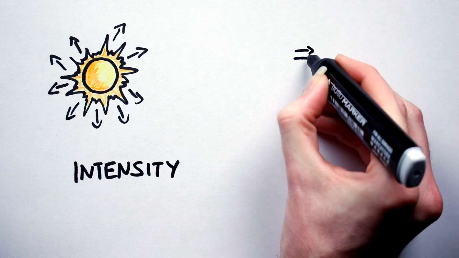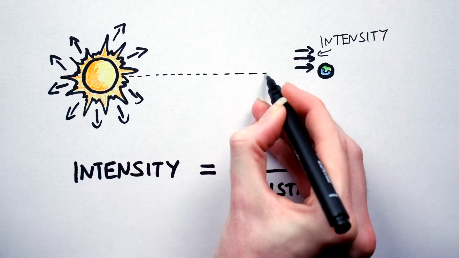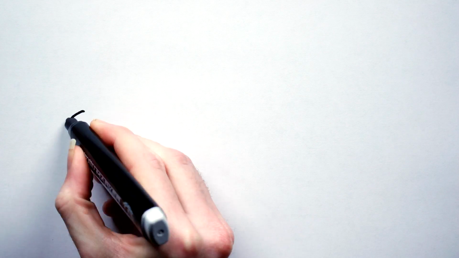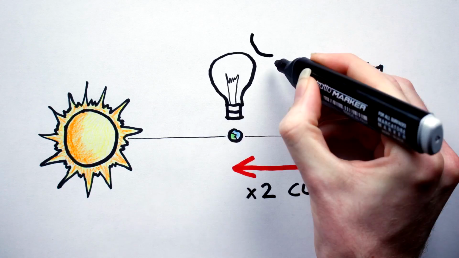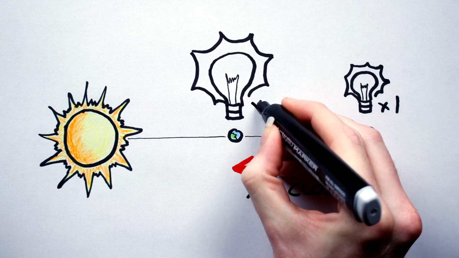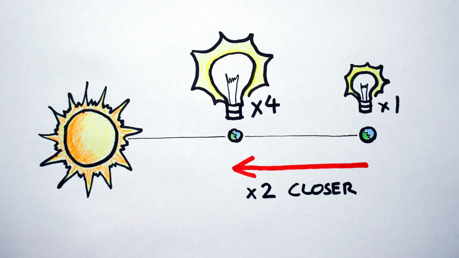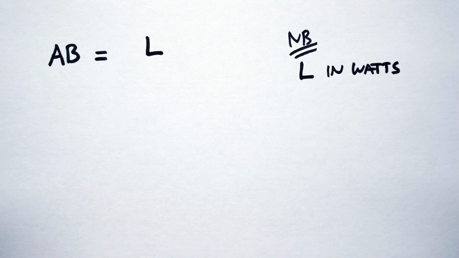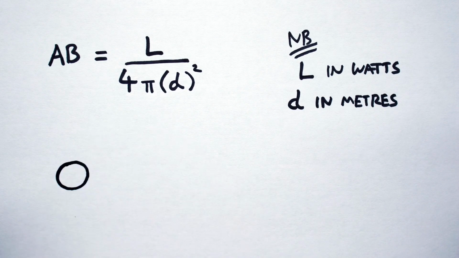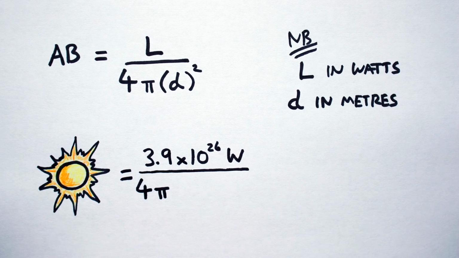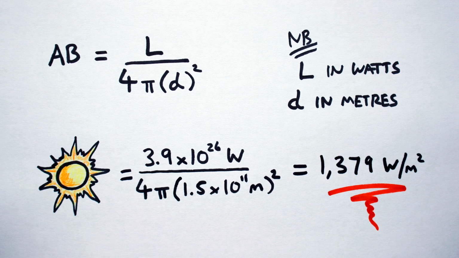The intensity of a star's light received at the surface of a planet will always be inversely proportional to the square of the distance between that planet and its star. That is, if we take Earth and move it 2 times closer to the sun, it would not appear to be 2 times brighter, rather its apparent brightness would be 4 times greater than it is now. This gives rise to the equation AB, the apparent brightness, is equal to L, the luminosity in watts, divided by 4π times the distance between the star and the planet squared. Solving this for Earth-Sun values reveals that at the surface of the Earth, the Sun appears to be bright to the tune of 1,379 watts per meter squared.